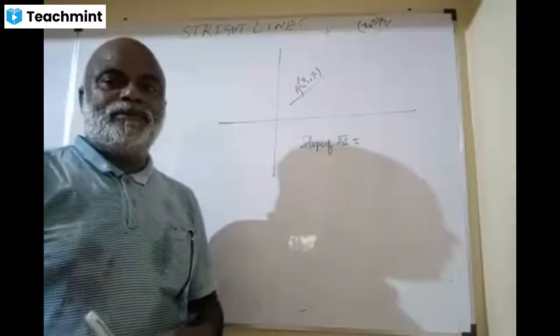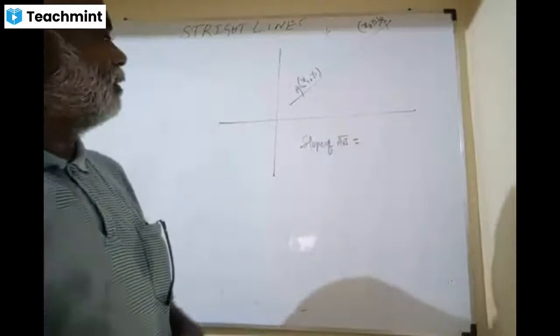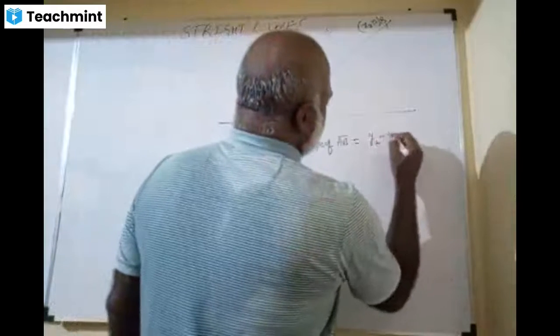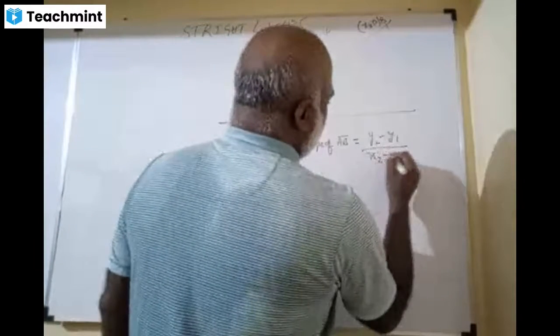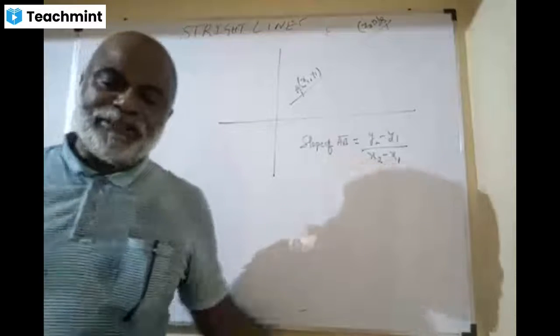Yes, Google. y2 minus y1 by x2 minus x1, sir. Very nice. y2 minus y1 by x2 minus x1. How do you know that it is correct? Can you say the proof for it, dear?